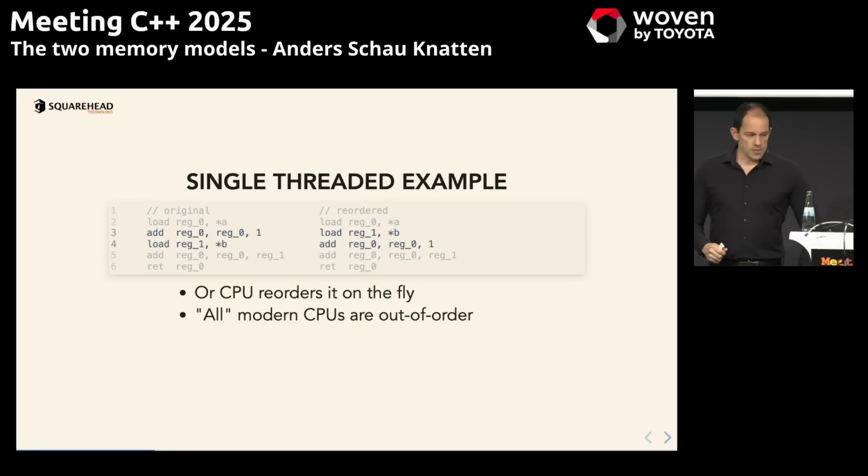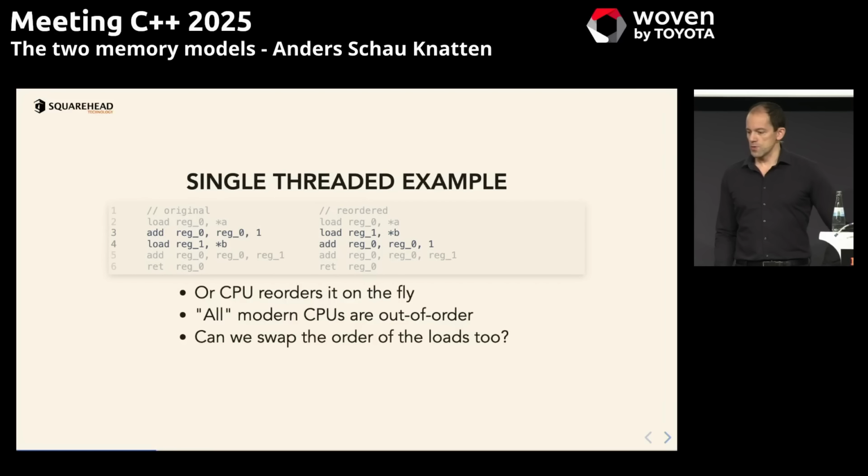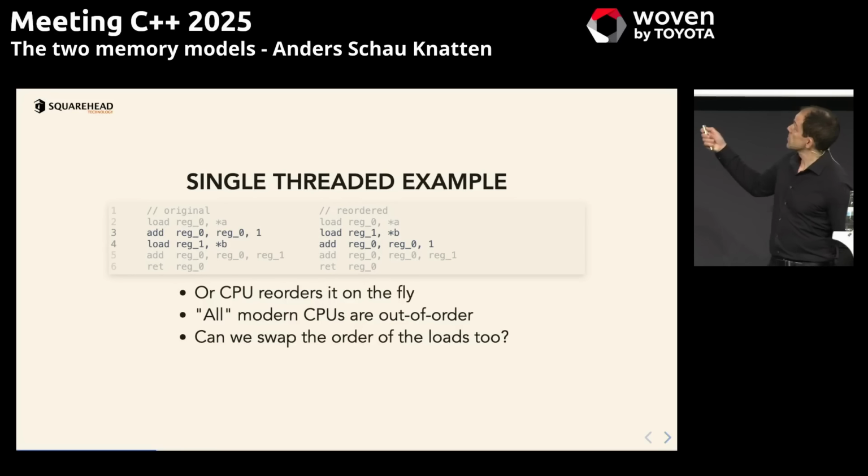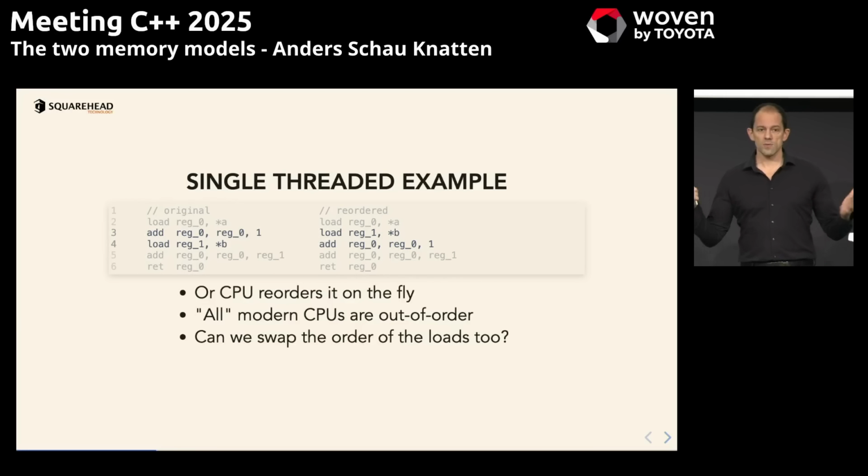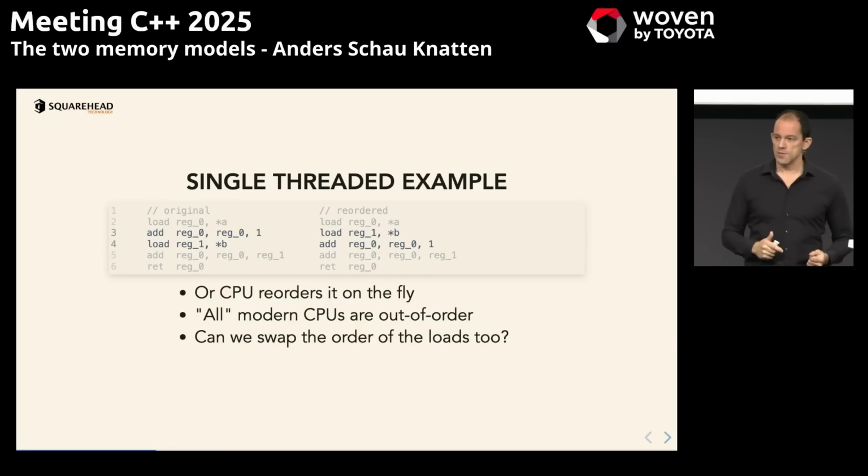Then the next question is, can we swap the order of the loads as well? So we have the load of A and the load of B into two different registers. Maybe for some architectural reason, there's an advantage in swapping the order of those. Can we do that? I would say yes. We're loading two different addresses into two different registers, so it shouldn't matter which order we do those in. So the compiler can do that as well.